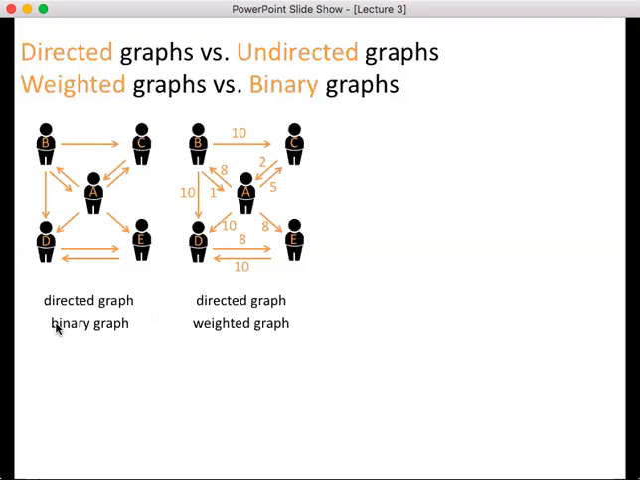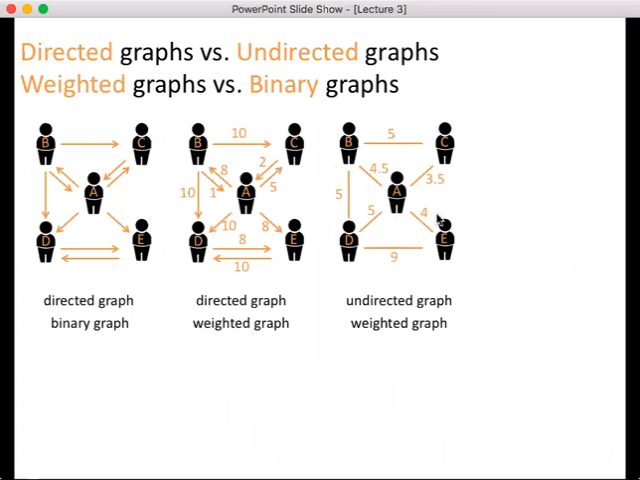So this is a binary graph. So the answer to the question, how much do you like, is just a yes or no. And here we have a weighted graph where there is a quantity associated to the answer to the question.